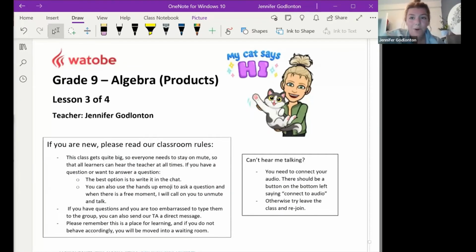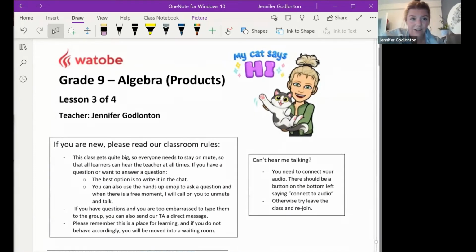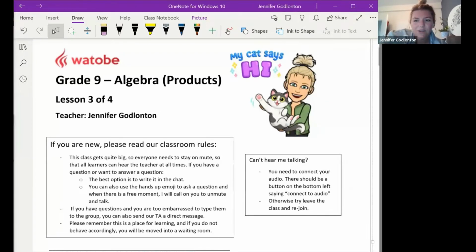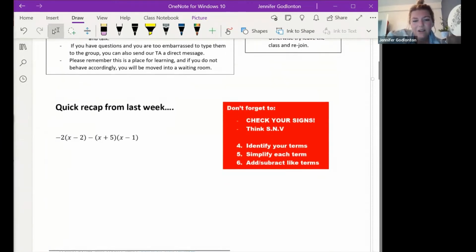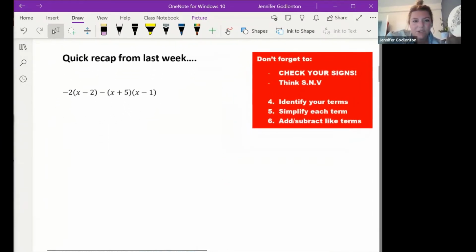Going to pick up where we were last week. We started all of that algebra last week. We started doing some distribution. We did some working with our different terms. And so the first thing we're going to do is just revise a little bit of that with this question here.